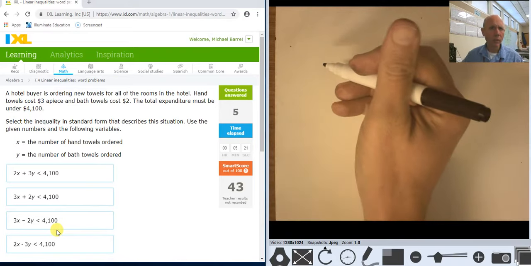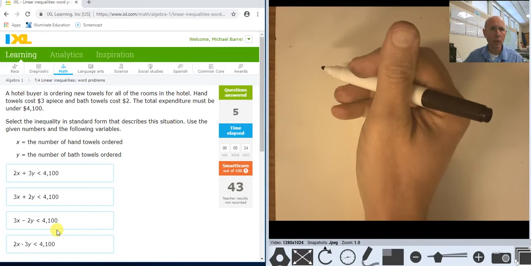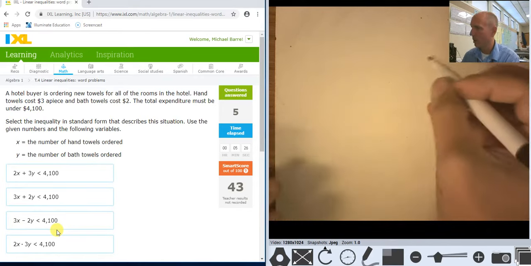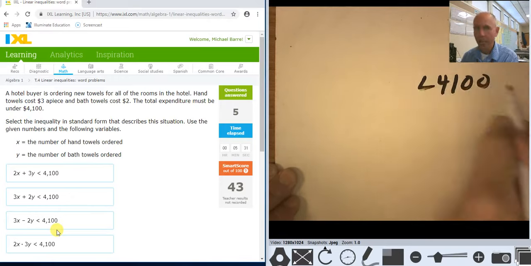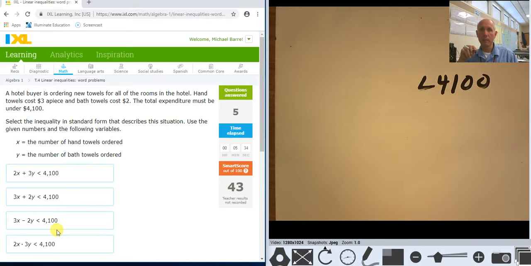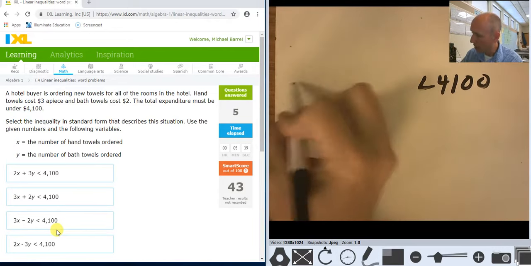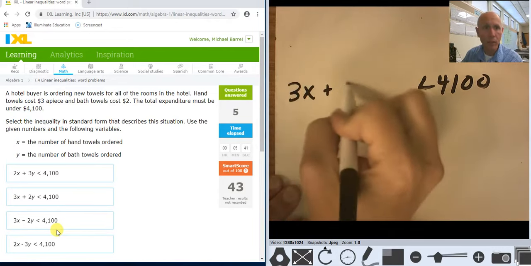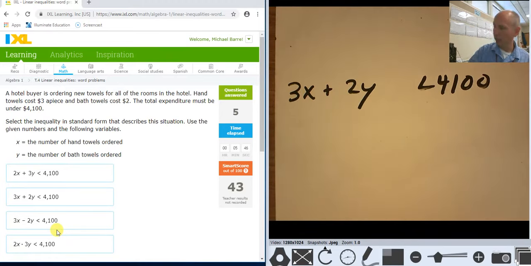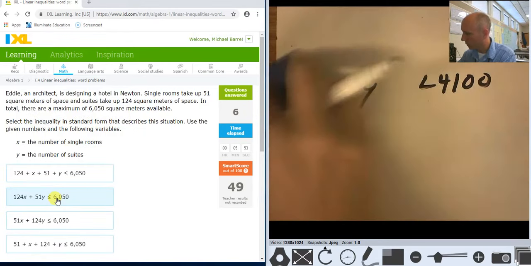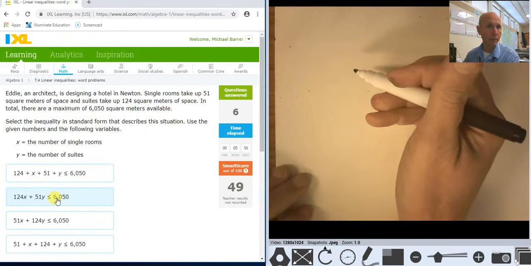A hotel is ordering new towels. Hand towels are $3 a piece. The total expenditure must be under it. It can't equal, it has to be under it. So 3x for hand towels and 2y for bath towels. 3x plus 2y less than 4100. Is anything magical going to happen at 50?